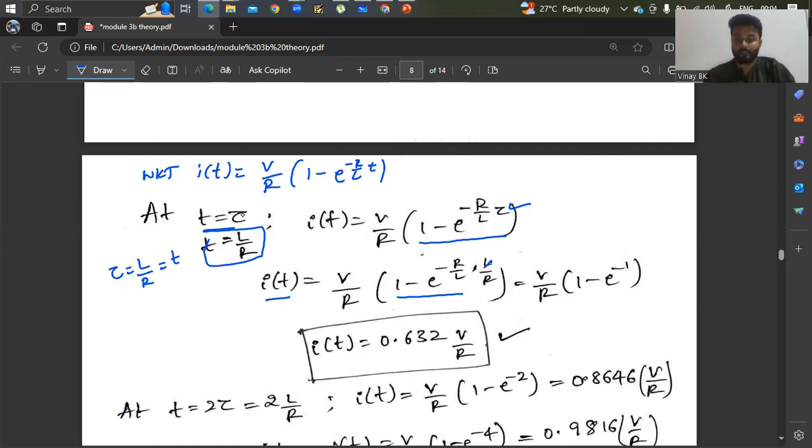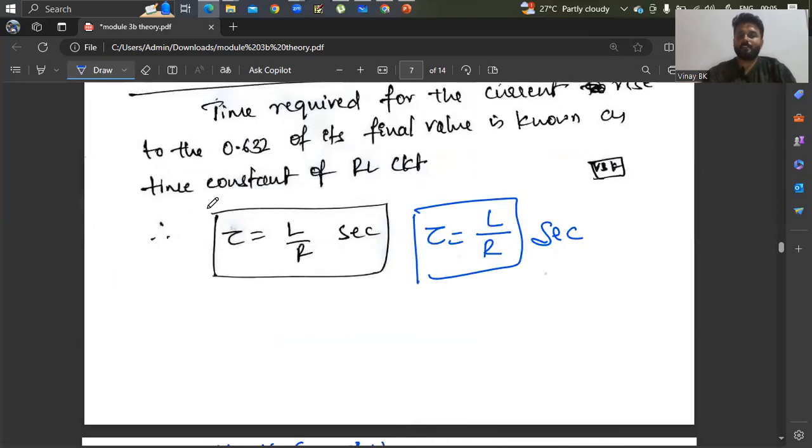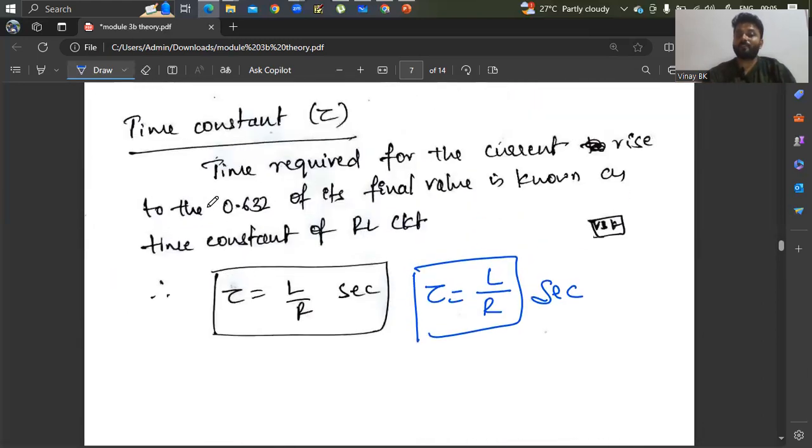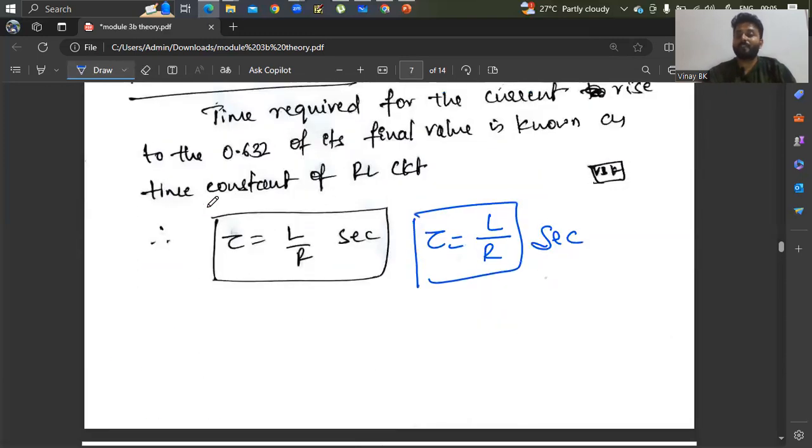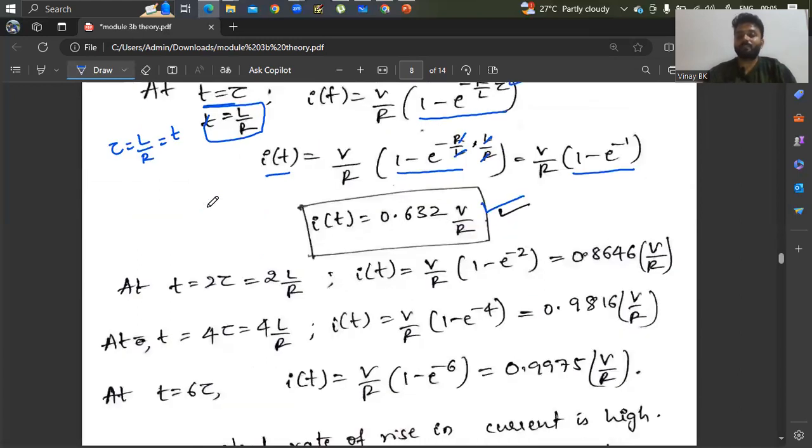L and L get cancelled, R and R get cancelled. V by r into 1 minus e to the power minus 1. Substitute e to the power minus 1 in your calculator and you get I of t equals 0.632 times v by r. This is tau, the time constant, 0.632. Now we can see the definition: the time required for the current to rise to 0.632 times its final value. The final value is v by r. So this is the time constant.